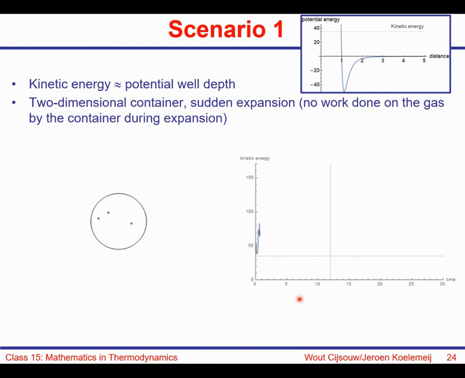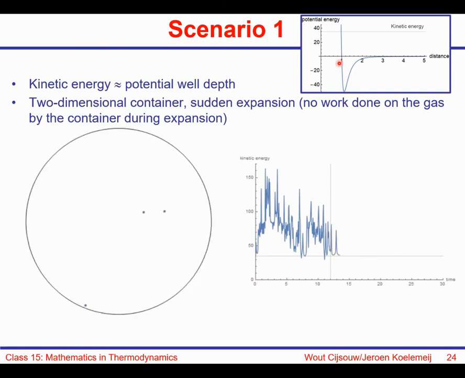Note also that the initial positions of the molecules at the start of the simulation were chosen such that there was no potential energy. I chose the distances actually such that the potential energy here is 0. So I know exactly how much initial kinetic energy I put in. That's given by this horizontal line.